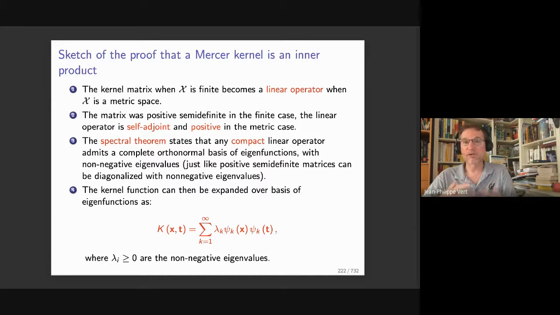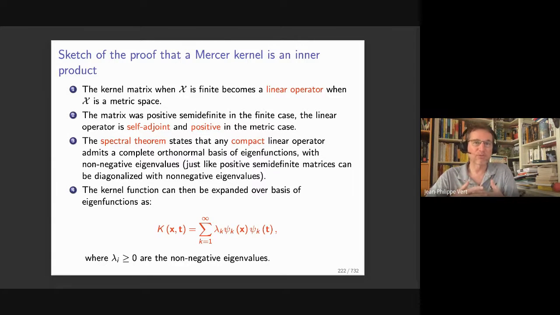It's called a linear operator. So we will basically show that using the same technique as for finite spaces, we can define a linear operator that will be the equivalent of the kernel matrix over all the points. And we will show that this operator is like the matrices in the sense that it's symmetric and positive semi-definite. And then we will use a theorem called the spectral theorem, which is the equivalent for operators to the theorem of diagonalizing symmetric matrices, right?